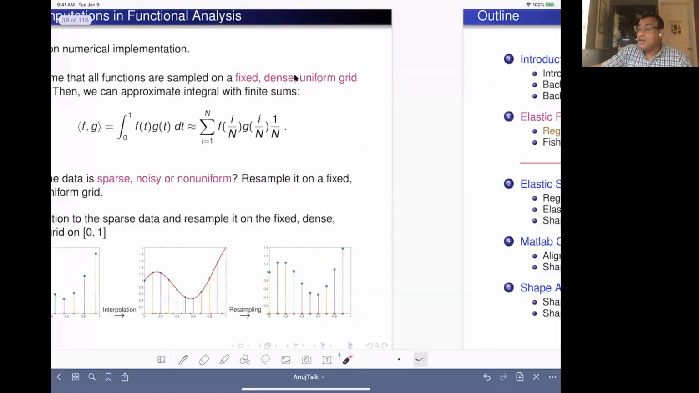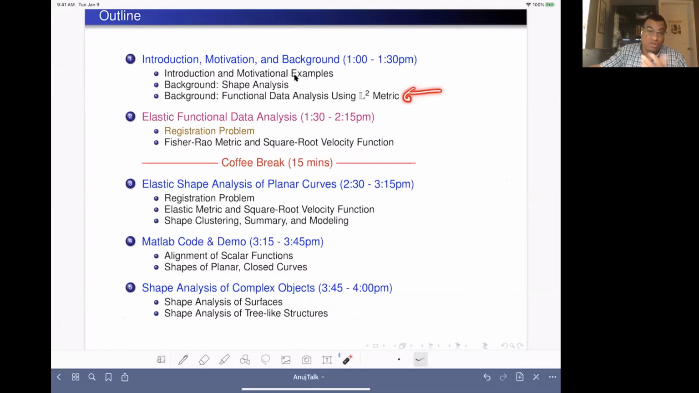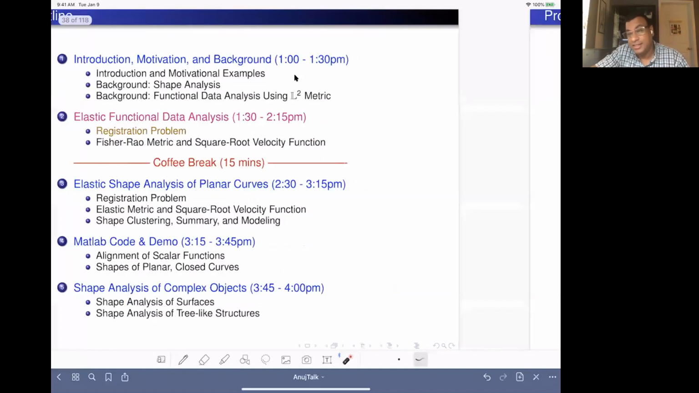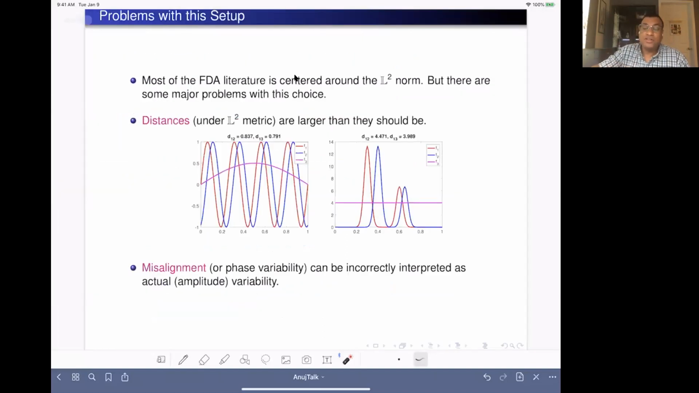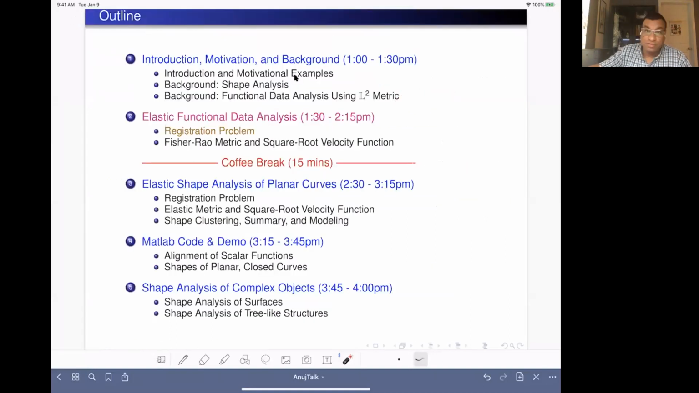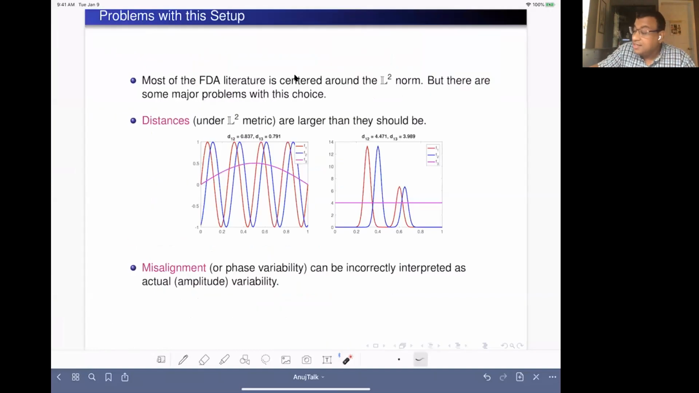Okay, so this is a little bit of background on shape analysis and a little bit on functional data analysis as it is done in most of the literature using the L2 metric. Now I want to start talking about what is wrong with it. Our hypothesis is one should not look at the functions directly. One should focus on the shapes of the functions instead. That's more valuable, that's more interesting. Why so? Here is an example.